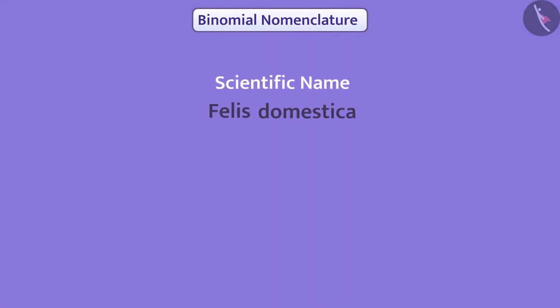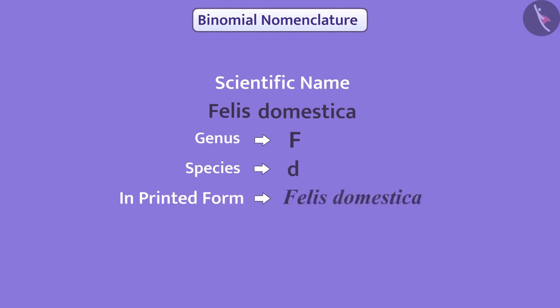While writing scientific names, we need to keep some rules in mind. Let's understand them. The genus name must start with an uppercase letter of English alphabet. Species name must start with a lowercase letter of English alphabet. In printed form, the scientific names are written in italics. But when these are written by hand, both the genus and the species are underlined separately.